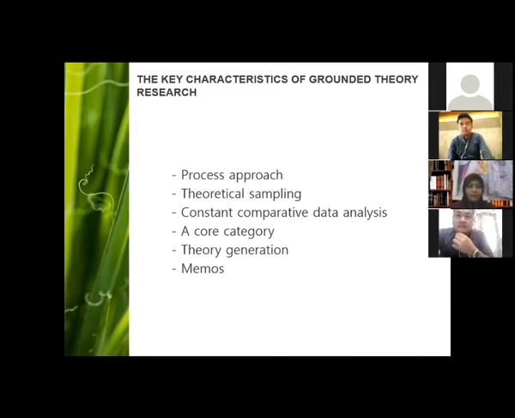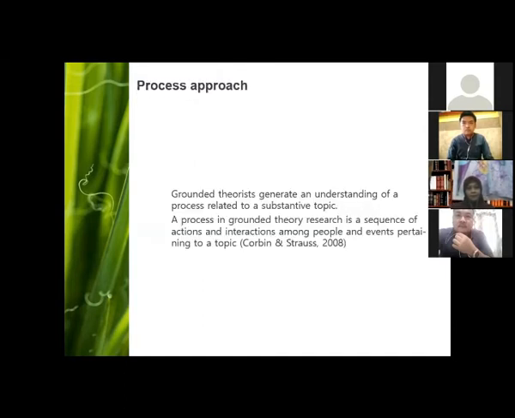In this part, let me try to explain grounded theory research. There are several characteristics of grounded theory research. The first one is process approach, and then theoretical sampling, core category, theory generation, and the last is memos. Let me explain one by one.